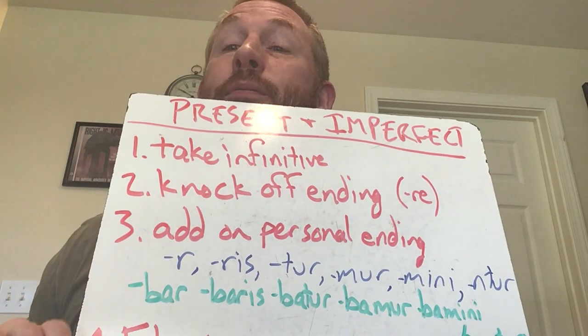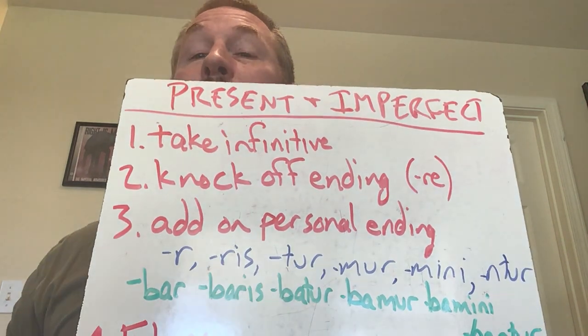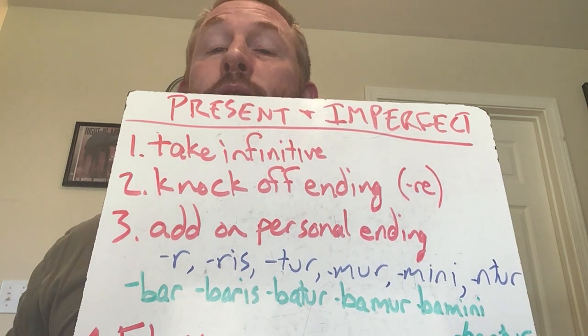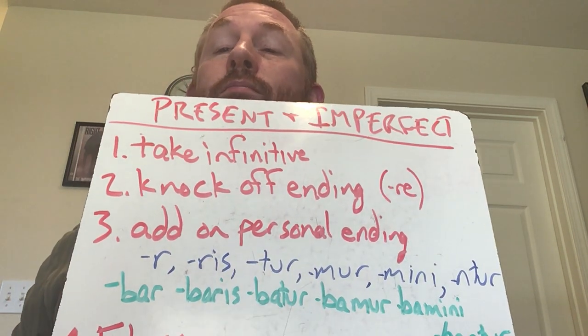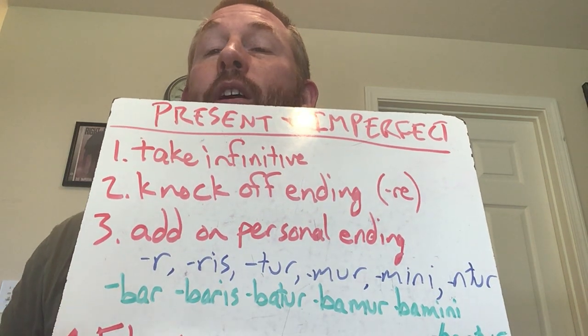So let's take a look at how to conjugate the present tense and the imperfect tense. The other video that you're going to see after this will deal with the future tense. Okay? So present and imperfect, it's going to be virtually the same, and it's enough that I don't have to explain too much. So step one, take the infinitive. Step two, knock off the infinitive ending. Step three, add on the personal endings. OR, RIS, TUR, MUR, MINI, NTUR. Now that's the present tense.